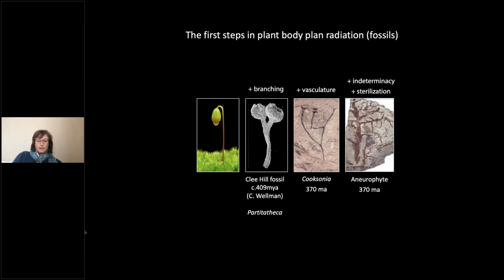These fossils suggest that early steps in land plant evolution involved the origin of branching and vasculature, and later on sporangium development was displaced out of the shoot tips to enable the origin of indeterminate shoot growth and sterile shoot systems that characterize today's vascular plants. So my lab wishes to understand the developmental and genetic basis of these evolutionary transitions. And in today's talk, I'm going to focus on work that we've done looking at one of the characteristics enabling vascular plants to diversify, which was the origin of indeterminacy.